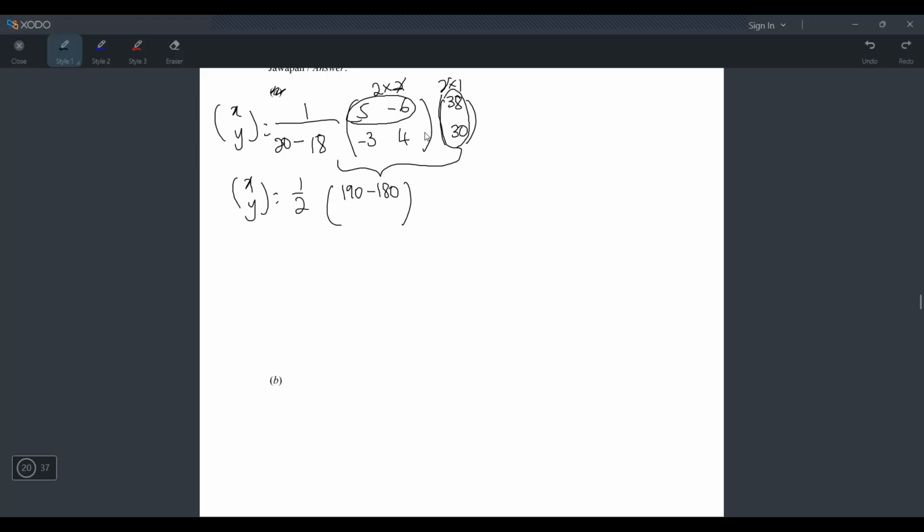Okay, and then what about nombor bawah? Same thing, you repeat the same process, but this time with the second row, first column. So -3 times 38. Okay, I need to press, wait. 3 times 38. Okay, my calculator says 114. And then 4 times 30 is 120. And if there's nothing in the middle, you write plus. If already got minus in the middle, then you don't have to write anything already. So now it'll be XY equals to 190 minus 180 is 10. -114 plus 120 is +6.